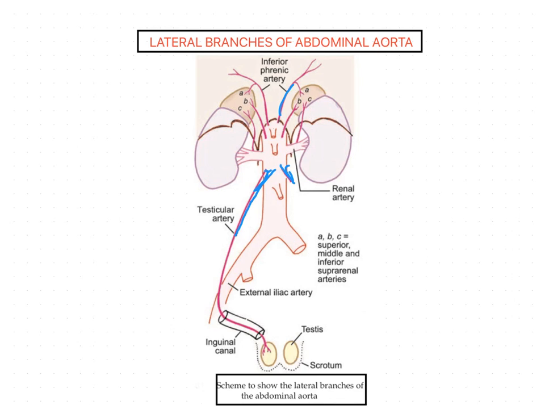On either side of the lumbar vertebrae you will have the psoas major muscle, and this artery will move slightly laterally on the psoas major. On the right side, the artery crosses in front of the inferior vena cava. Normally, on the right side of the aorta you'll have the inferior vena cava, so it passes in front of the inferior vena cava.